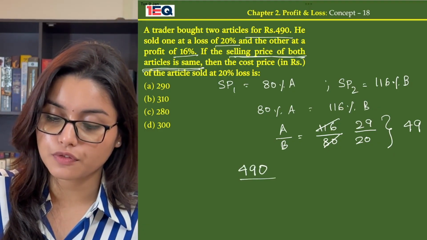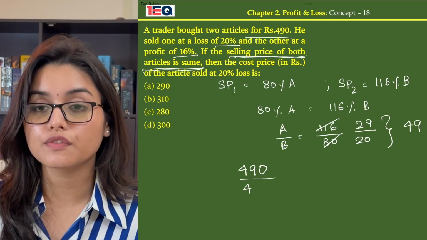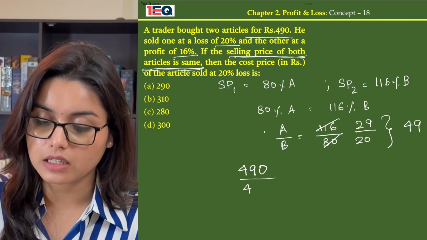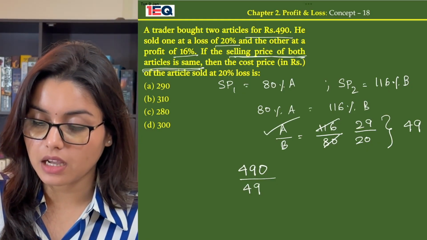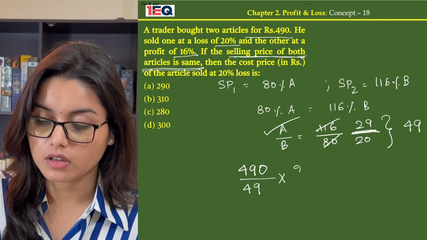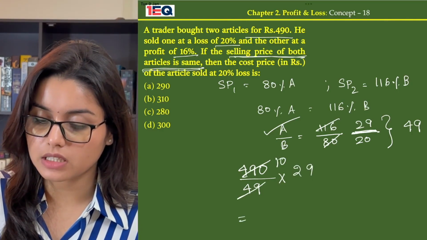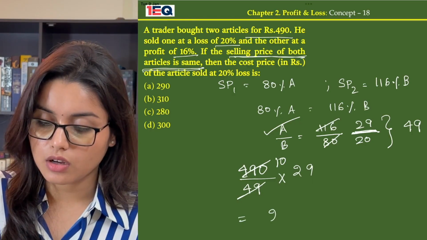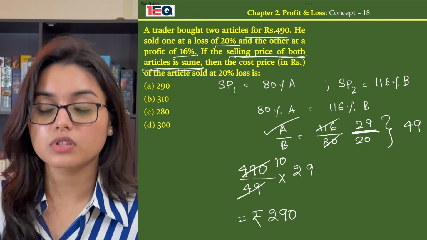And we are asked to find the cost price of the article sold at a loss of 20%, that is of article 1. So 490 divided by our assumed total 49, tens are, and 10 into 29 gives us rupees 290. So our answer is option A.